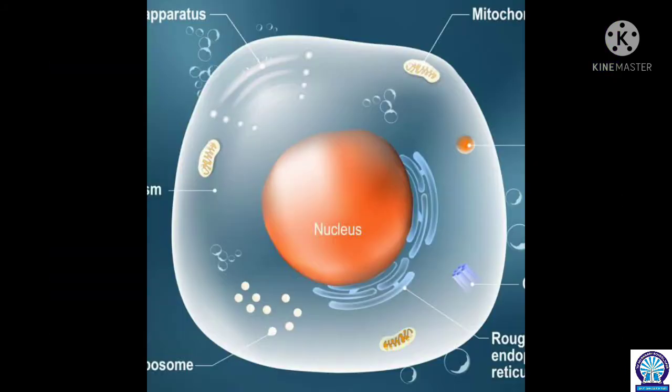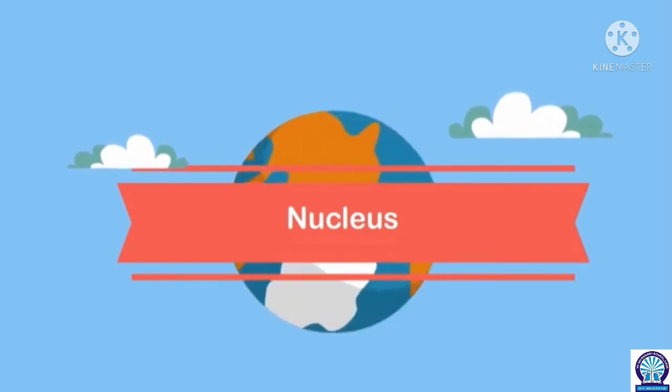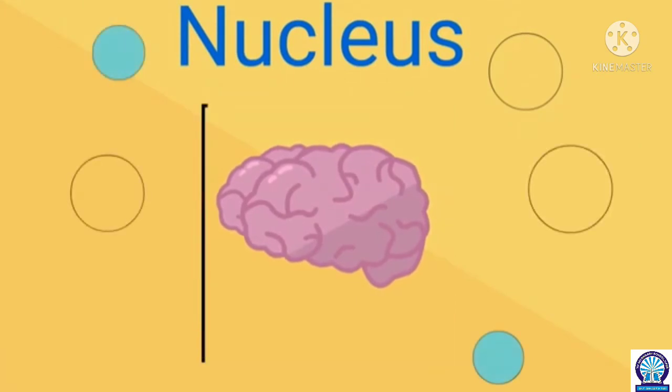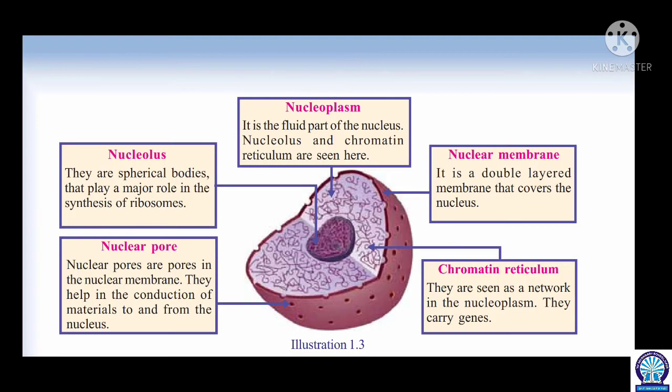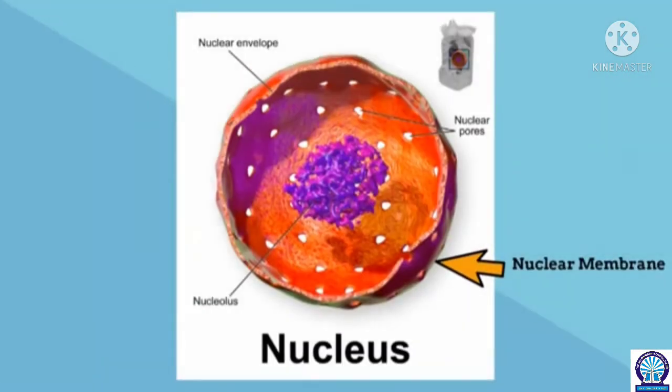In the cell, this central regulatory portion is called the nucleus, which was discovered by Robert Brown. It is called the regulatory center of the cell because the synthesis of protein is under the control of genes in the chromatin reticulum in the nucleus. In your textbook, illustration 1.4 shows different parts of a nucleus. You can see 5 parts of a nucleus: nuclear pore, nucleolus, nucleoplasm, nuclear membrane, chromatin reticulum.